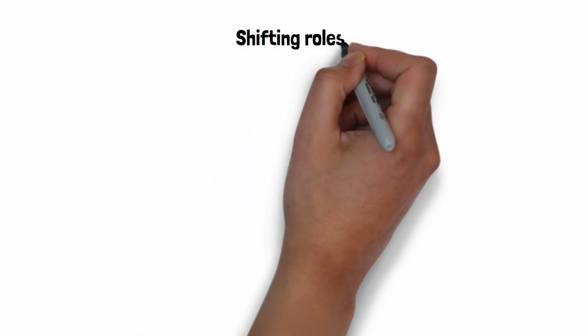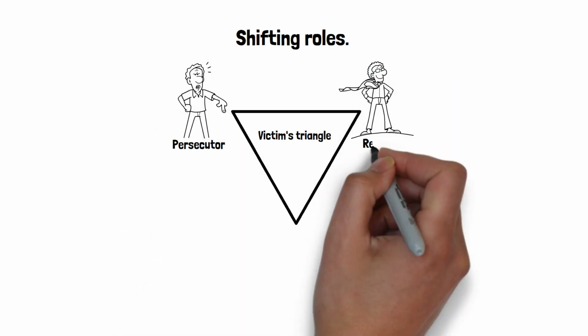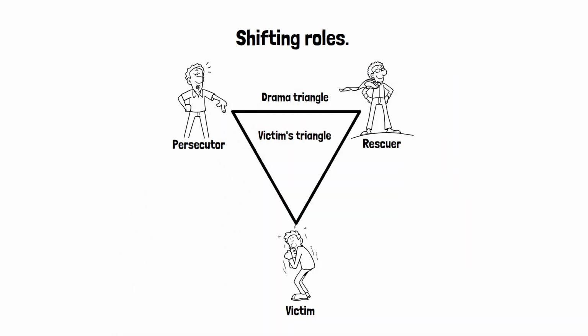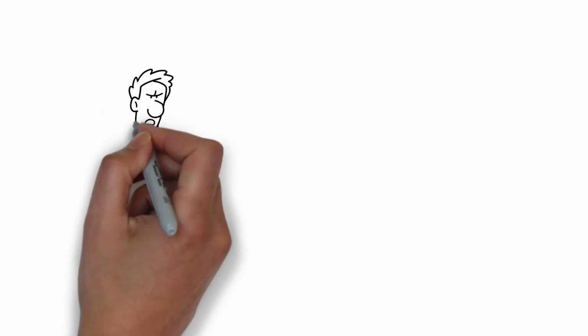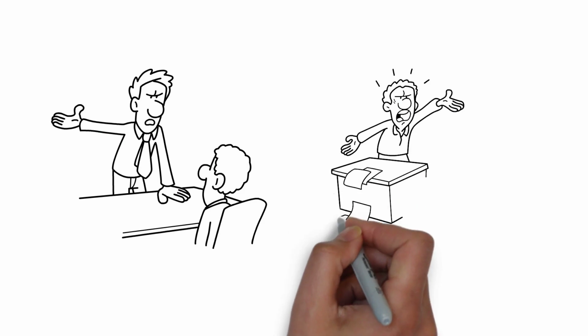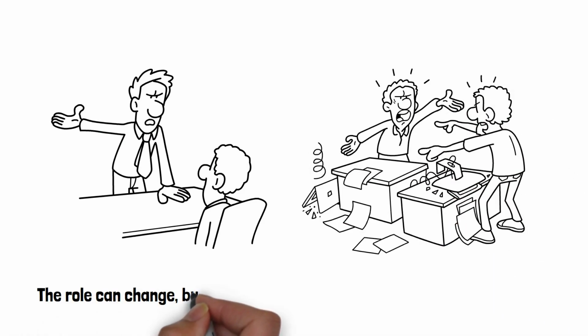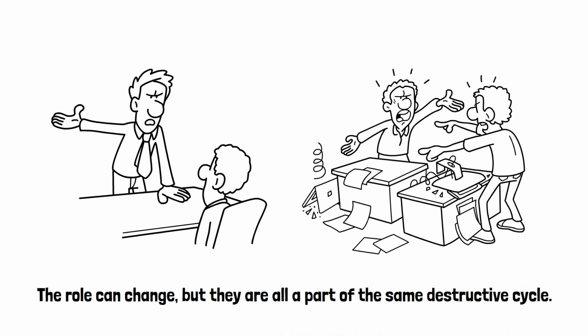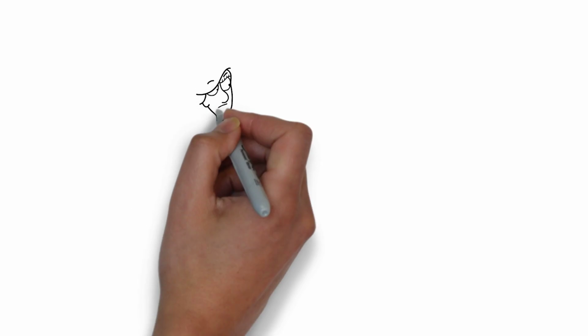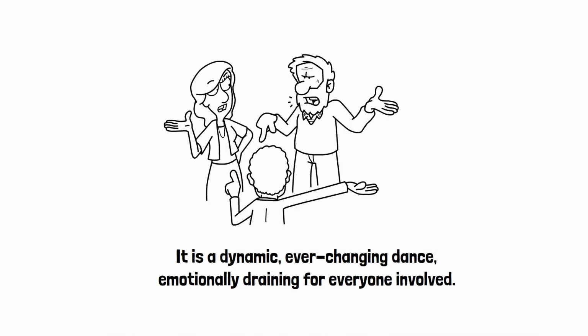Shifting roles. Another thing that's really important to recognize about this triangle is that people do not stay in one role forever. A victim might become a persecutor, blaming others aggressively, or a rescuer, trying to save someone else to feel better about themselves. The role can change, but they are all a part of the same destructive cycle. It is a dynamic, ever-changing dance, emotionally draining for everyone involved.